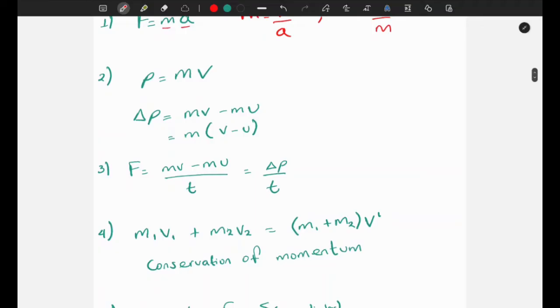Now the second formula is for momentum. This stands for momentum, and momentum is mass times velocity. That's the formula you need to know.